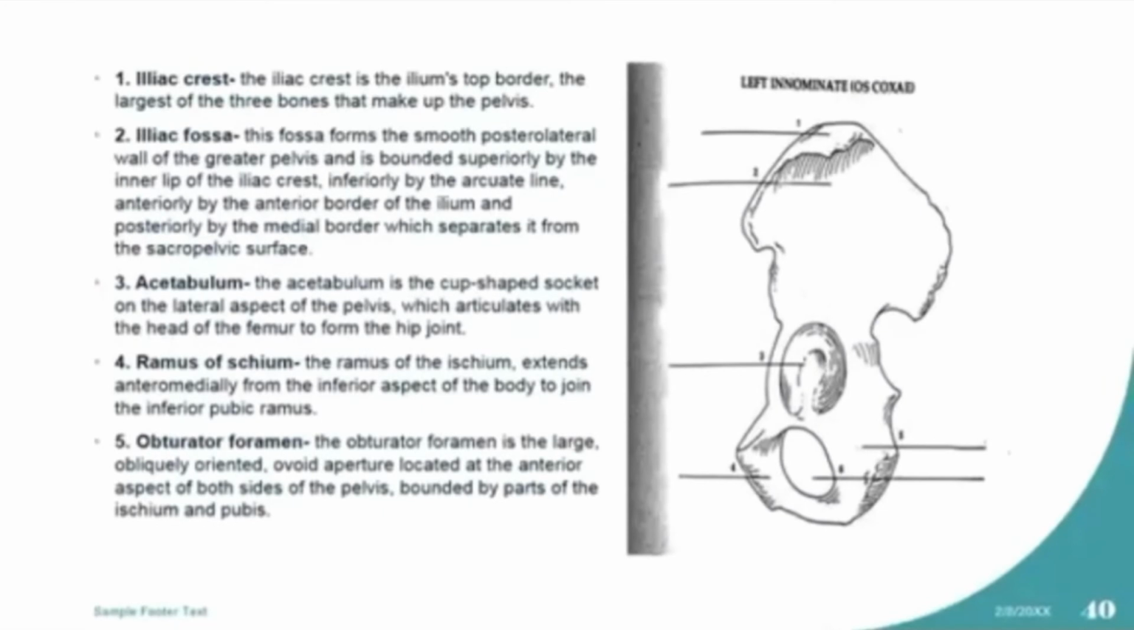The next part is the left innominate. Number 1 is the iliac crest. The iliac crest is the ilium's top border, the largest of the 3 bones that make up the pelvis.